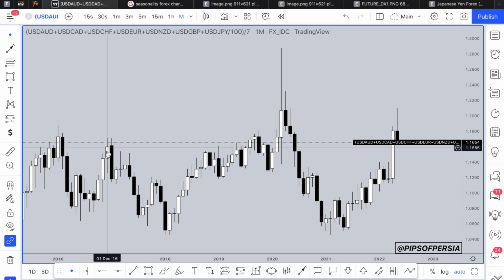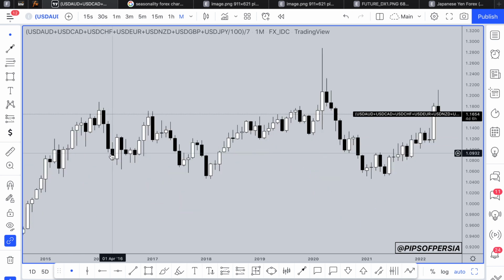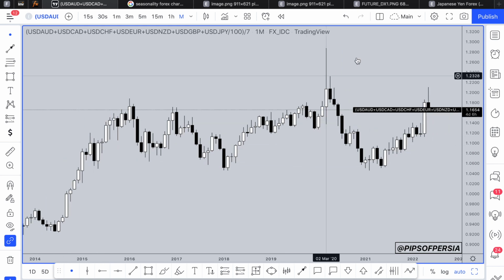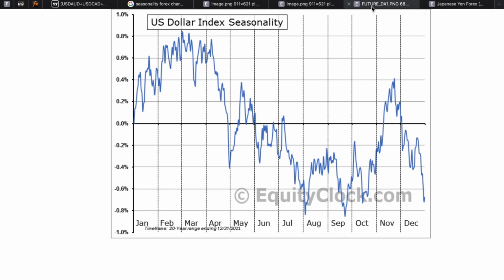16, bearish, no in December. And then April, bearish, yes. December 15, bearish, kind of yes. And then April 15, bearish, also yes. So in this case, even the US dollar in the bearish times has been more accurate than not.